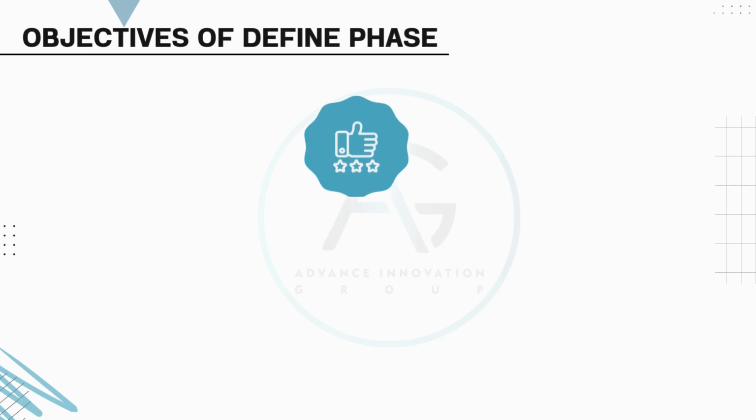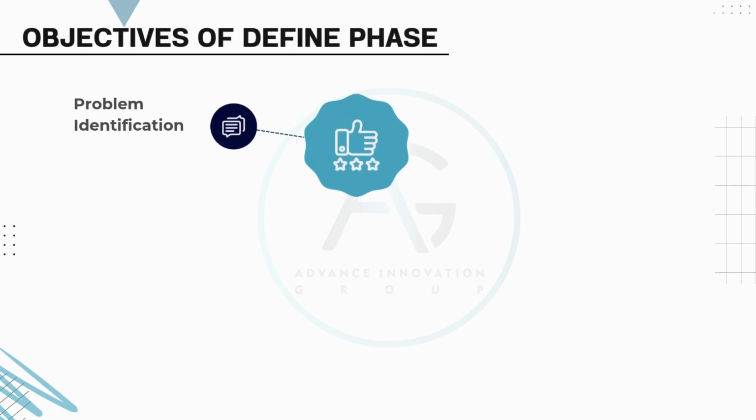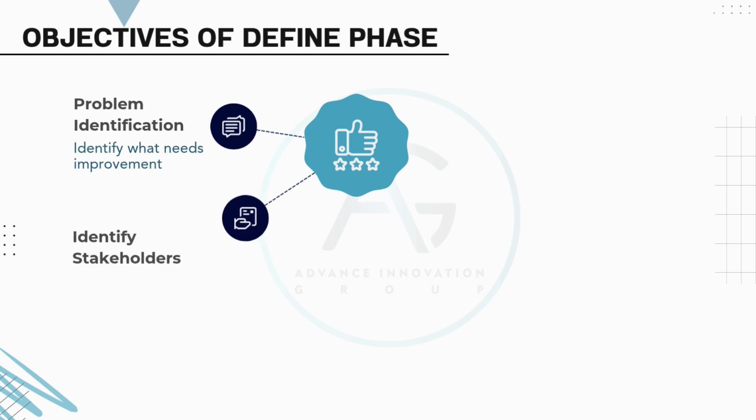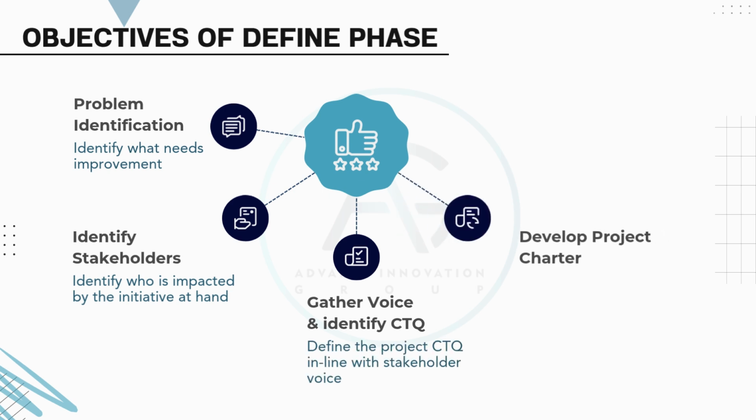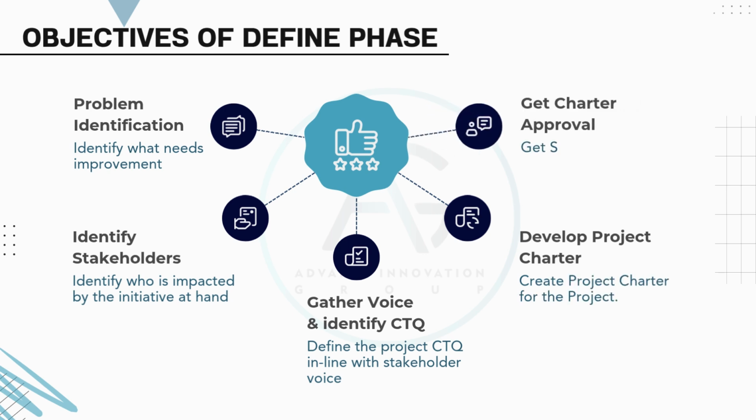Objectives of define phase. Problem identification. Identify what needs improvement. Identify stakeholders. Identify who is impacted by the initiative at hand. Gather voice and identify CTQ. Define the project CTQ in line with stakeholder voice. Develop project charter. Create a project charter for the project. Get charter approval. Get sponsor approval for the project charter.